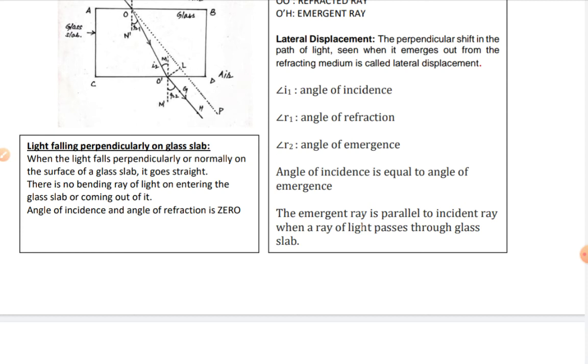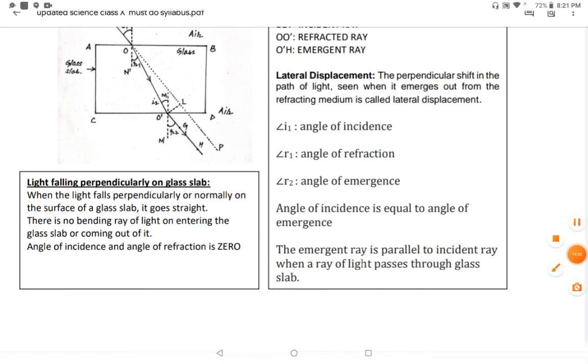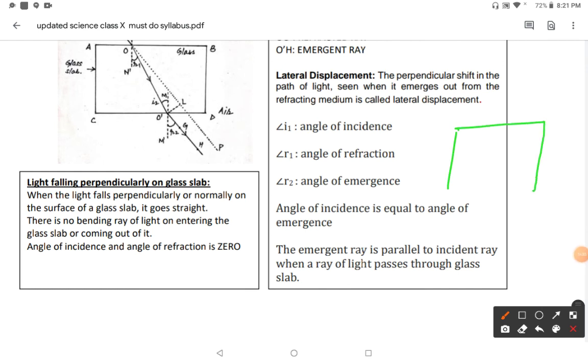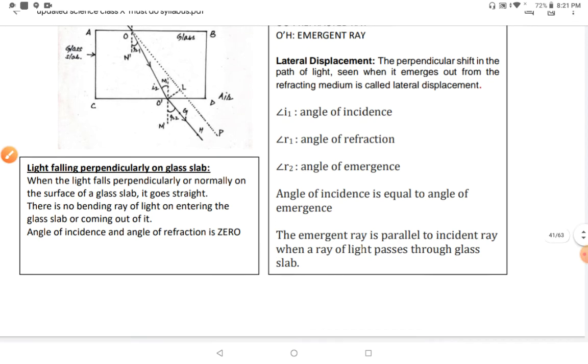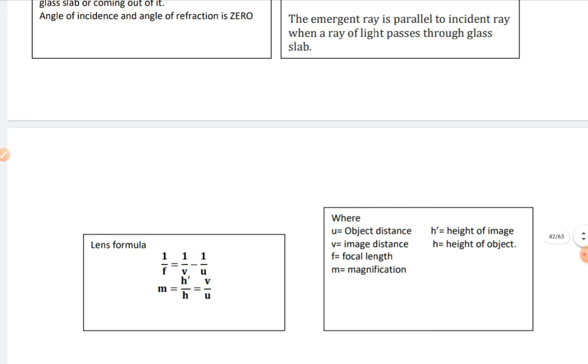Now, the most important question that is sometimes asked: if a glass slab is there and the light falls perpendicular on the glass slab, is there any refraction taking place? There is no bending of the light ray because angle I and angle R are both equal to 0. So no refraction will take place. This box content is very important, and it is always asked in questions, as an exception. And one more thing in this topic is the lateral displacement.